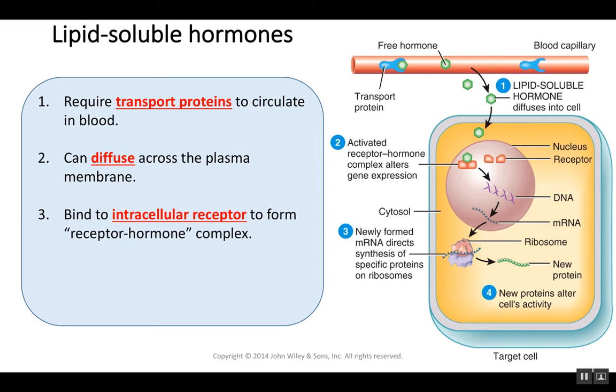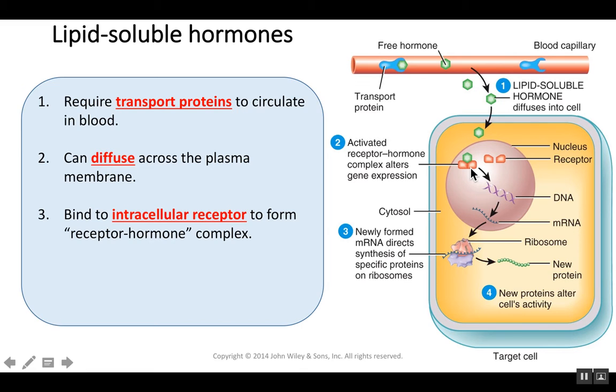The receptor for this hormone is intracellular, so it's found inside of the cell. Sometimes it's actually found in the nucleus. Sometimes it's found in the cytosol. It looks like this one is shown as being a nuclear receptor. So the receptor is found inside of the nucleus. Once it finds that receptor, it binds to the receptor, so they attach to one another.